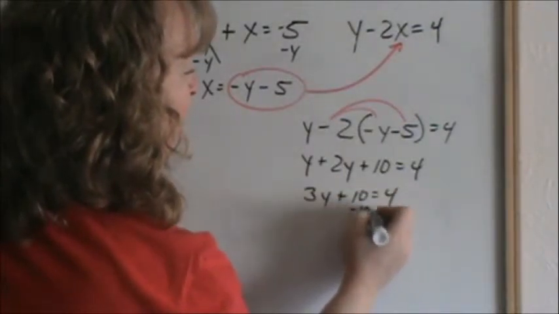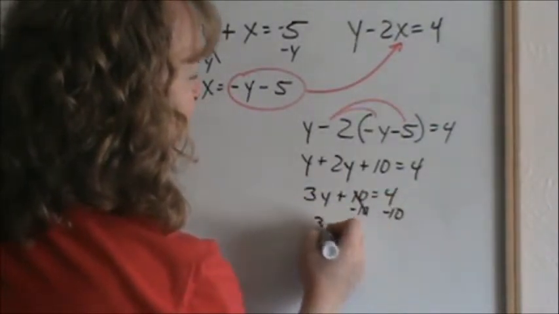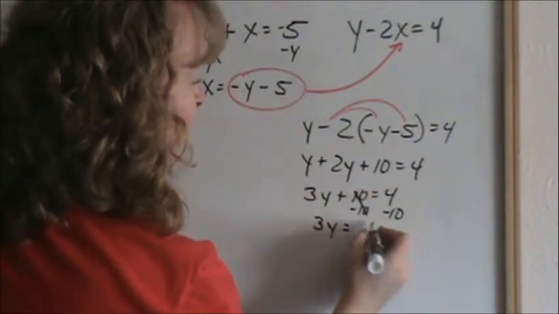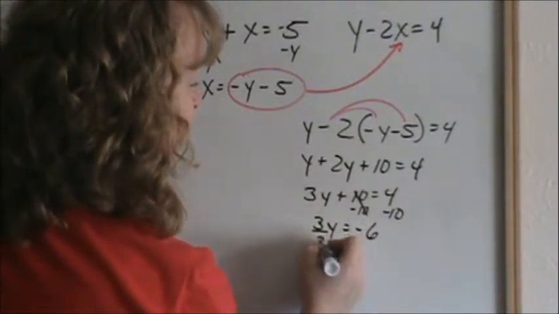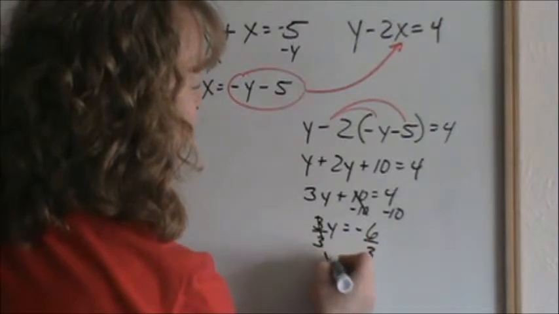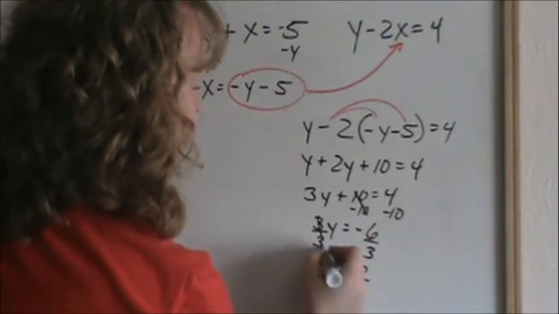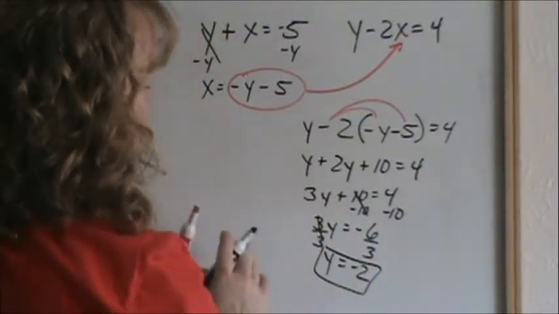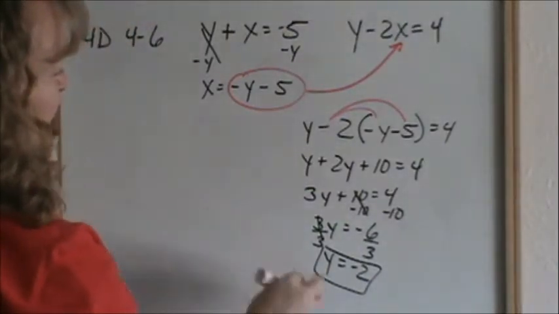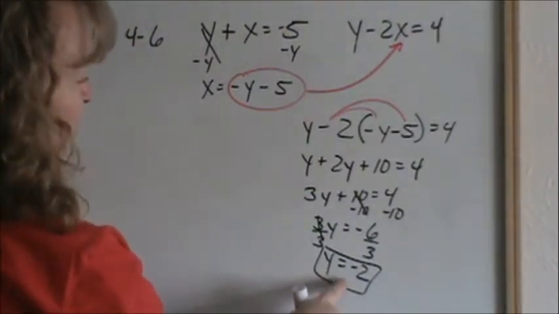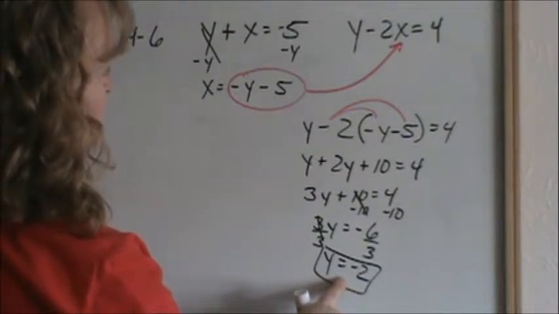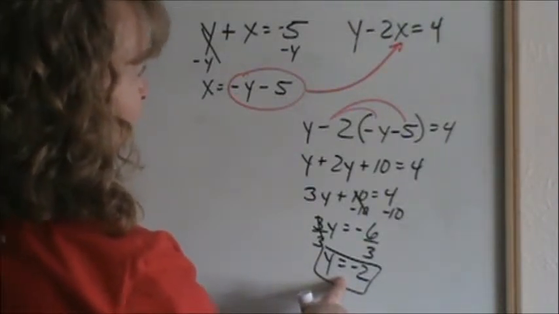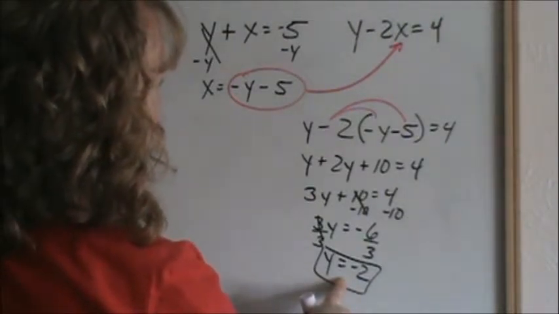Move my 10 to the other side. 3y equals 4 minus 10 would be negative 6. Divide both sides by 3. Y equals negative 2. That's one solution. Now, what we do from there is step 4 was to take this answer and substitute it back into one of the original equations to solve for y.